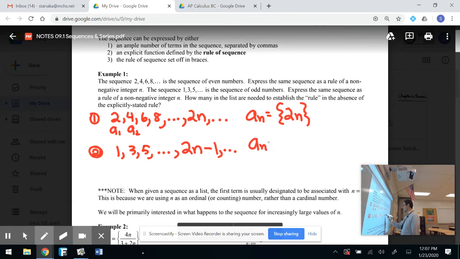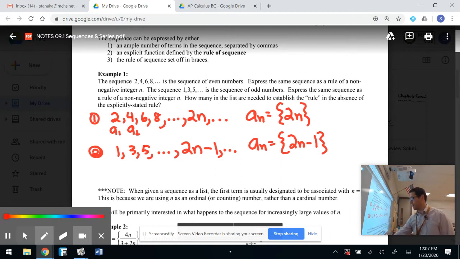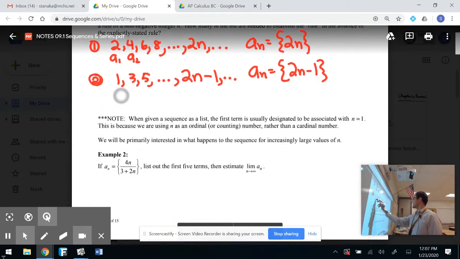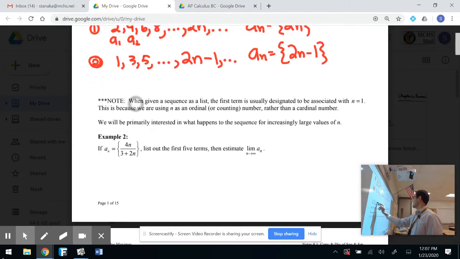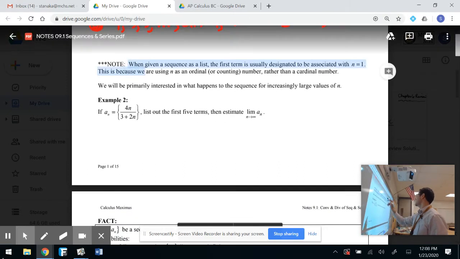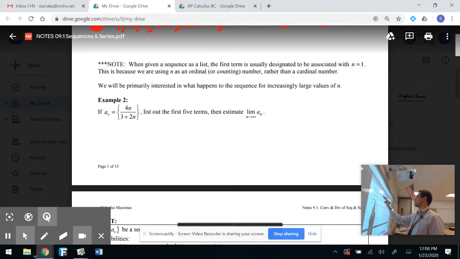Now, don't get so stressed out. We don't have to really come up with these that much on the BC exam, but we should be aware of what they come from, okay? So those are ideas of what sequences are. Note, when given a sequence as a list, the first term is usually designated to be associated with n equals 1. This is because we are using n as a counting number rather than a cardinal number, okay? It just means we're counting.